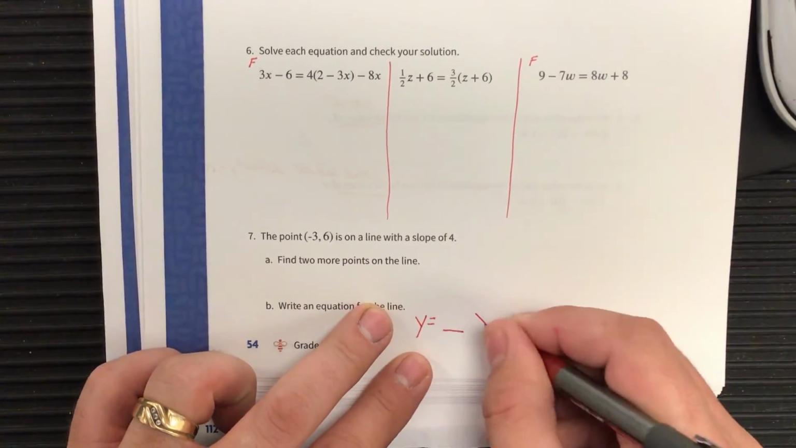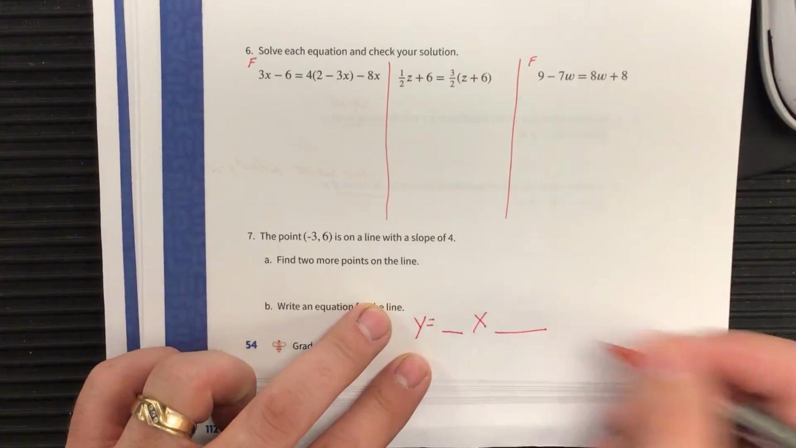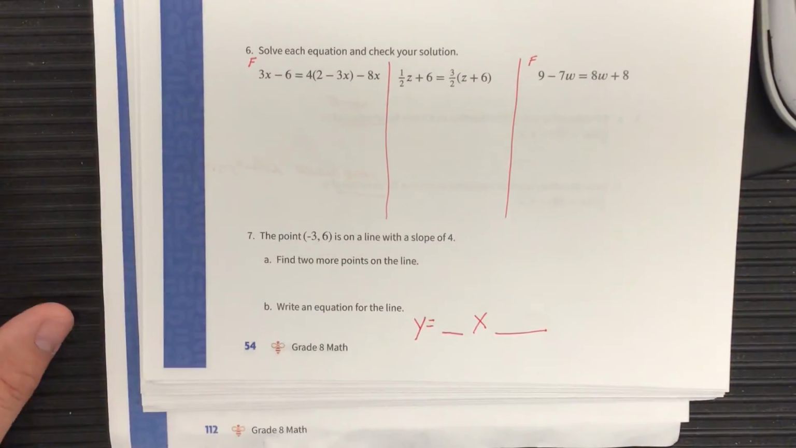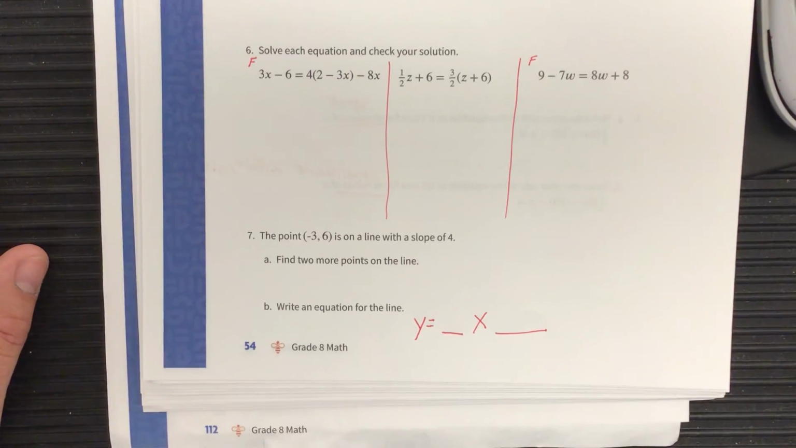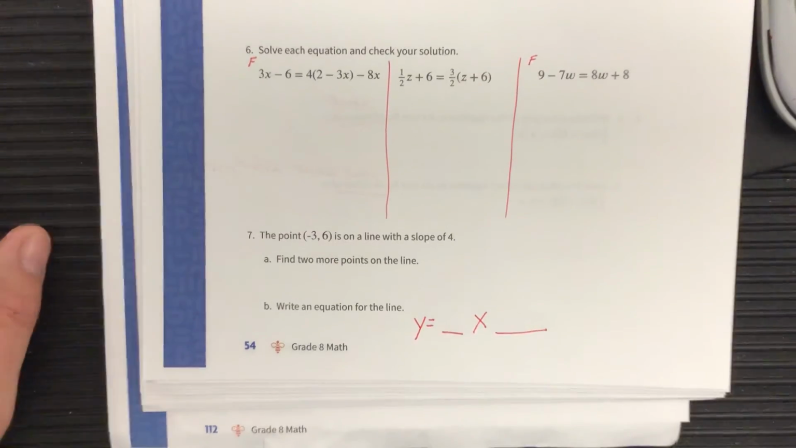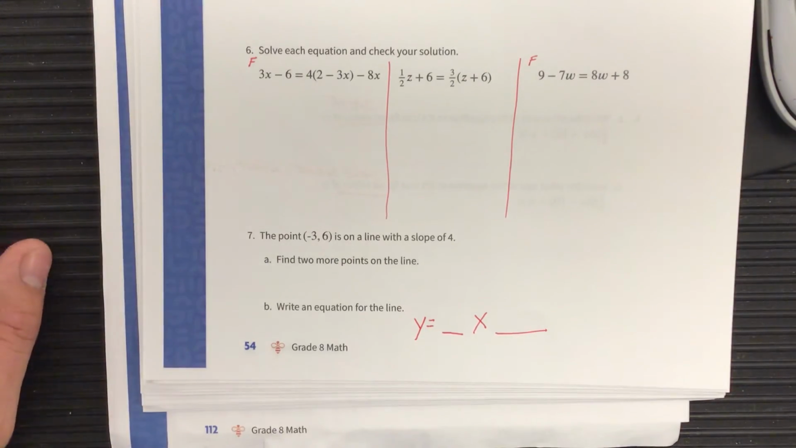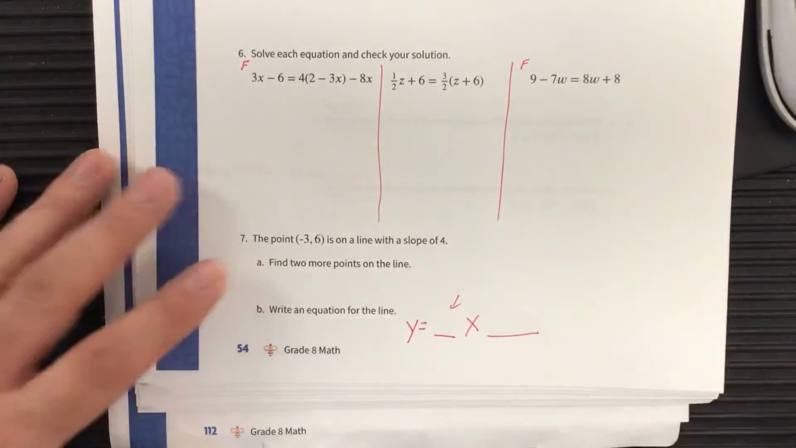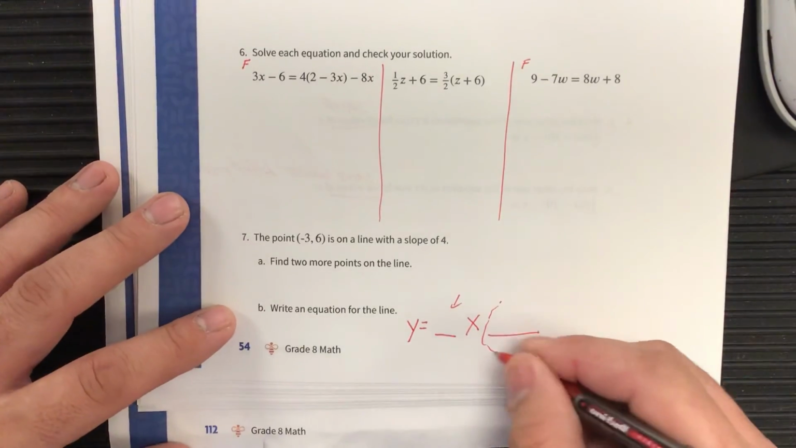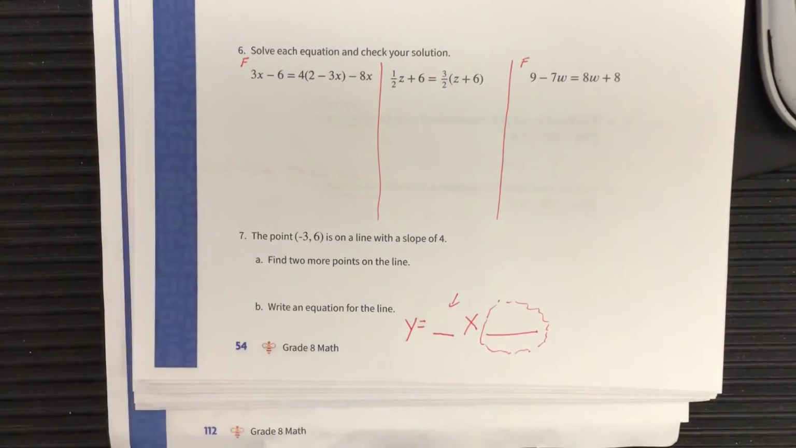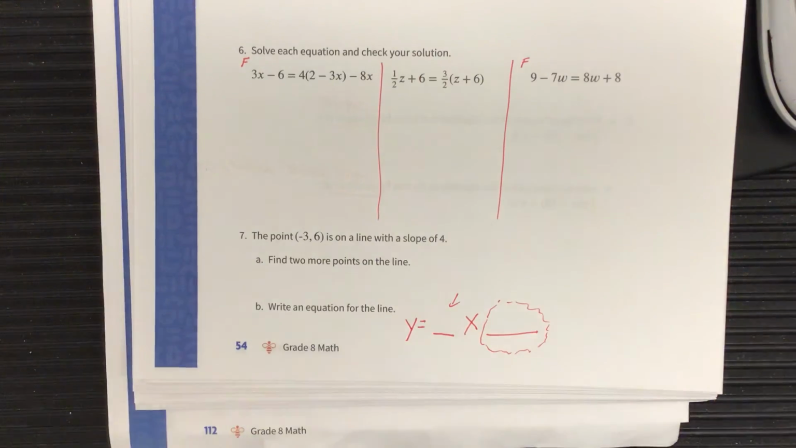y equals something x plus y-intercept. And actually the x coefficient you could fill out because you know the slope. It tells you in the problem. So this number you know. This one you're probably going to have to look at the graph. All right, so that is it.